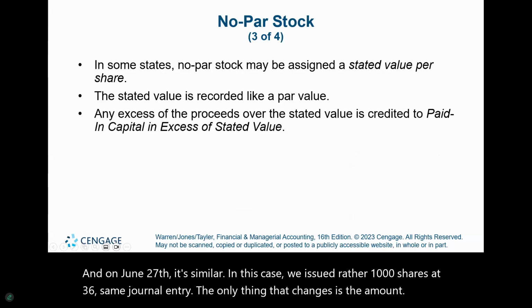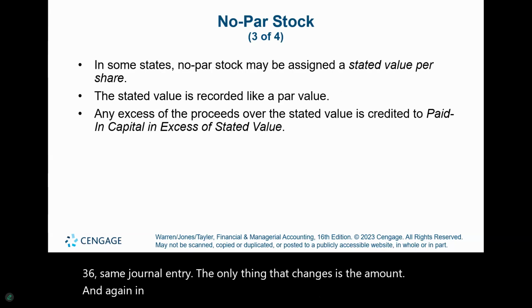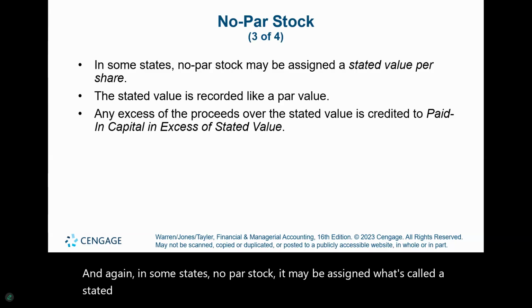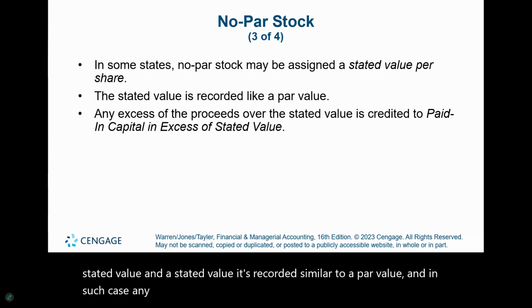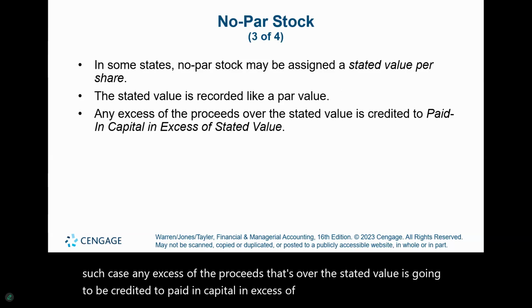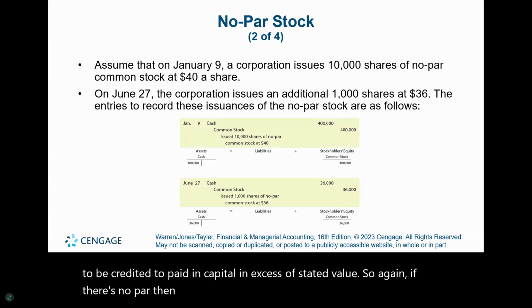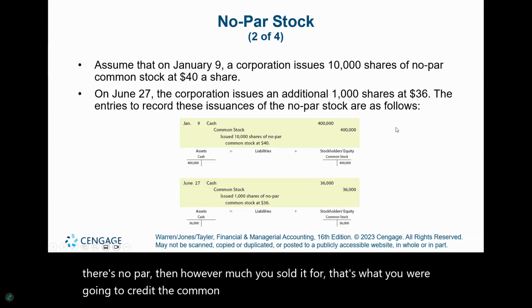And again, in some states, no par stock may be assigned what's called a stated value. And the stated value is recorded similar to a par value. In such case, any excess of the proceeds over the stated value is going to be credited to paid in capital in excess of stated value. So again, if there's no par, then however much you sold it for, that's what you are going to credit the common or preferred stock for.